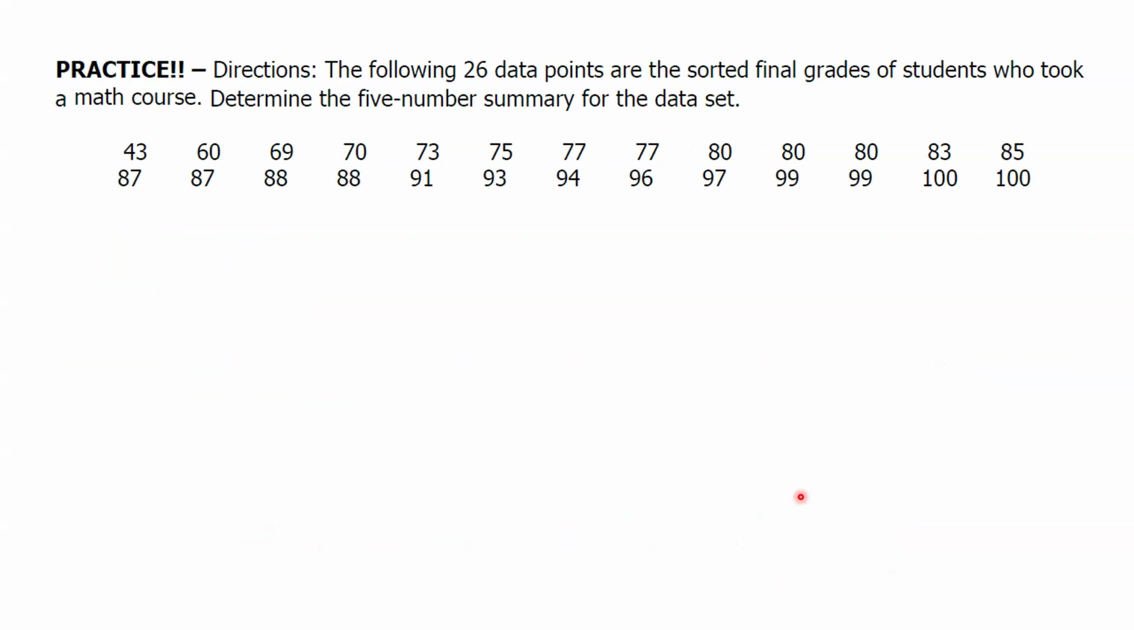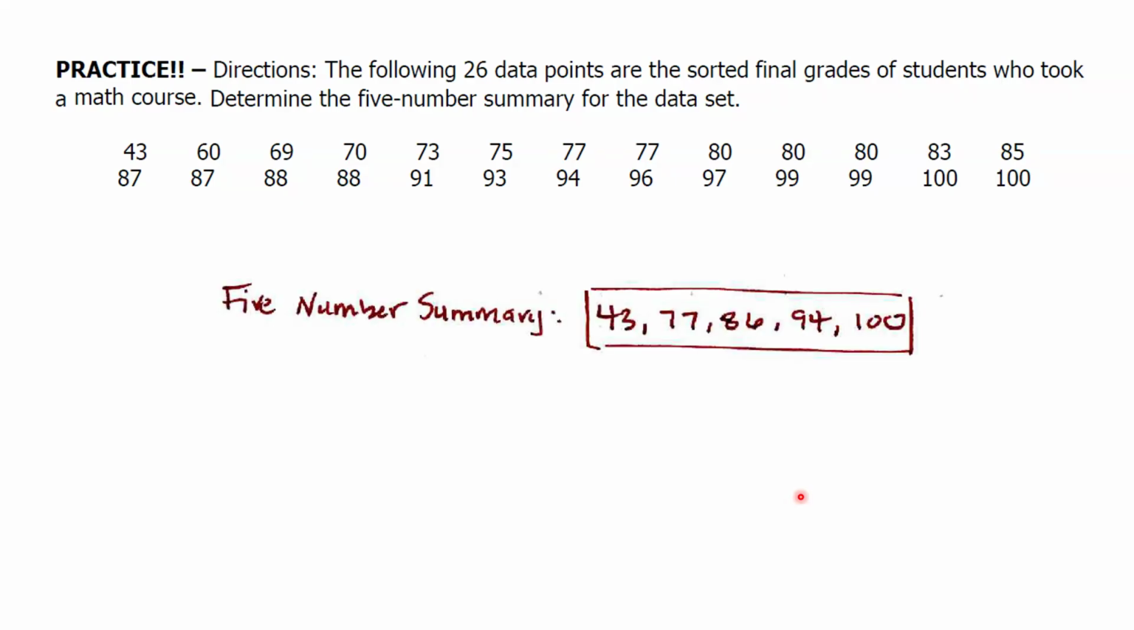All right, why don't you pause the video and find your 5-number summary for the set of data. Okay, hopefully you attempted this problem. So your 5-number summary for this data set would be 43, 77, 86, 94, and 100.